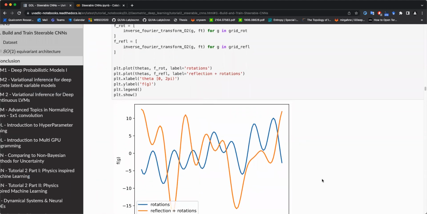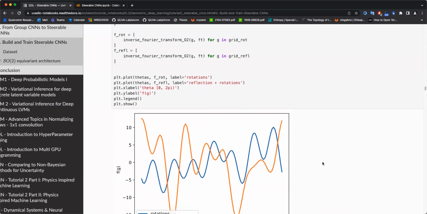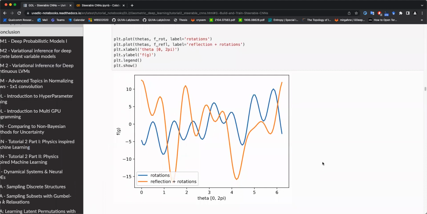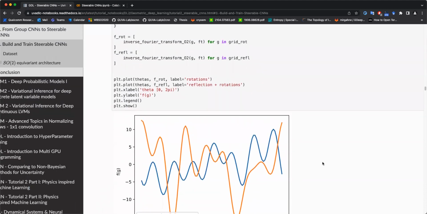Regardless, it's still a continuous function over the full group, which we can easily represent with a finite amount of memory. So this introduces some kind of trade-off. We can choose how many frequencies we want to represent, similarly to the trade-off you have in a linear regression, where you can choose how many basis functions you want to include.